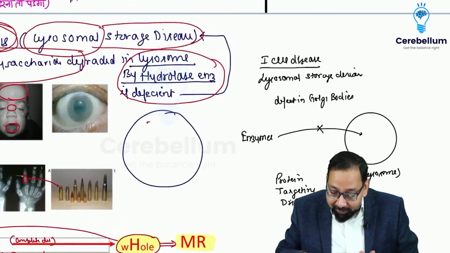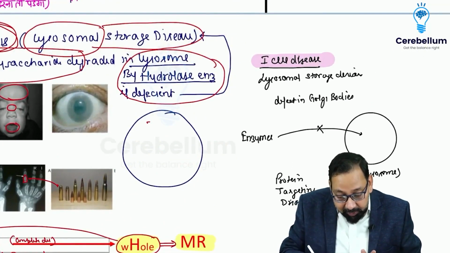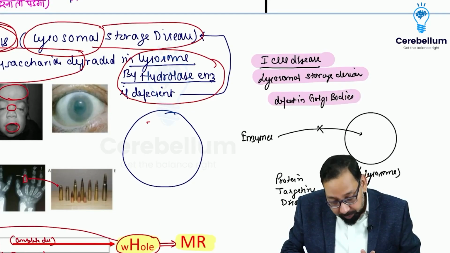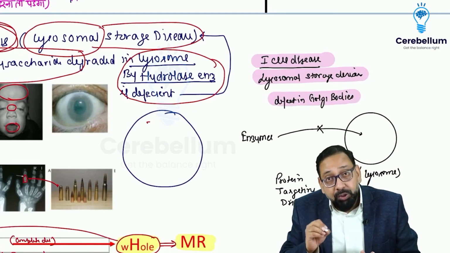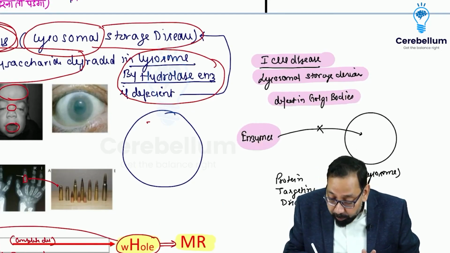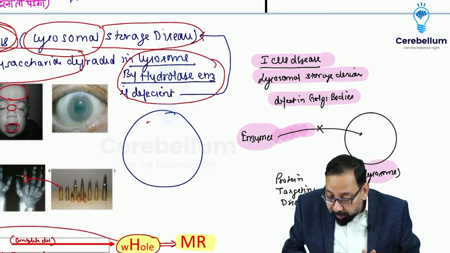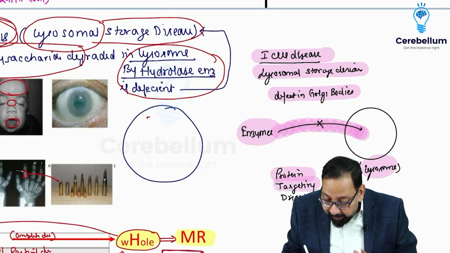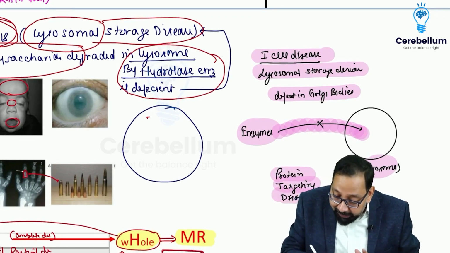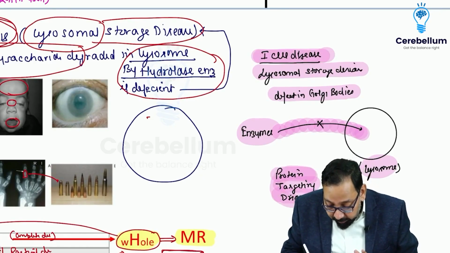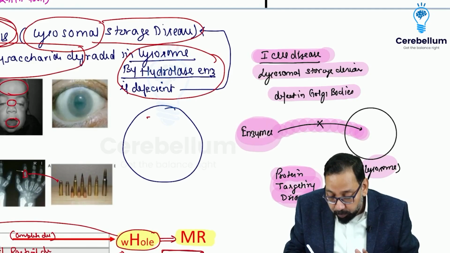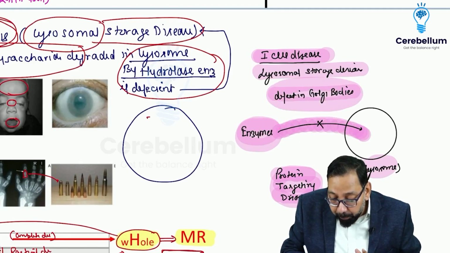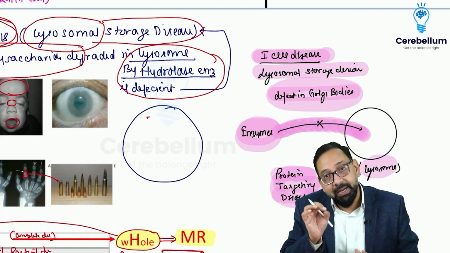One disorder, that is I-cell disease. This is again a lysosomal storage disease, in which there is a defect in the Golgi bodies. Due to the defect in Golgi bodies, enzymes of the lysosome will not reach the lysosome. So it is a protein targeting disorder. So I-cell disease is a protein targeting disorder in which enzymes of the lysosome don't reach the lysosome due to a defect in Golgi bodies. Inclusion cell disease, I-cell disease.